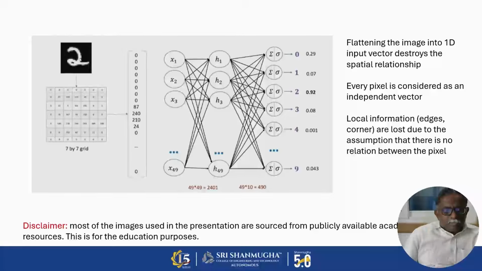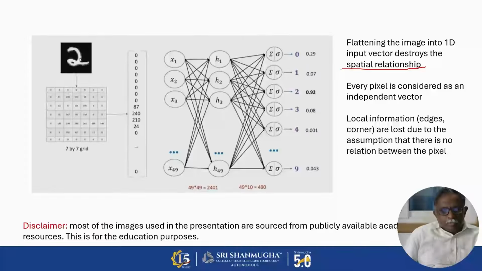So what is happening? If you look at an image and a particular pixel, it will have a relationship with the neighboring pixels. That is the real situation. But when you convert from 2D to 1D, each pixel is considered independent, so it breaks those relationships. The spatial relationship is going to be lost when you convert from 2D to 1D.